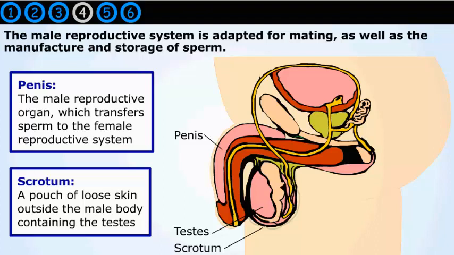The male organ used in mating in vertebrates is the penis. In most males, there are two testes held outside of the body in a pouch of loose skin called the scrotum. The temperature in the scrotum is about 2 degrees Celsius lower than normal body temperature because the body's internal temperature is too high for the production of sperm.